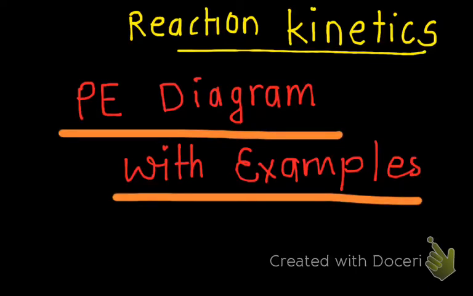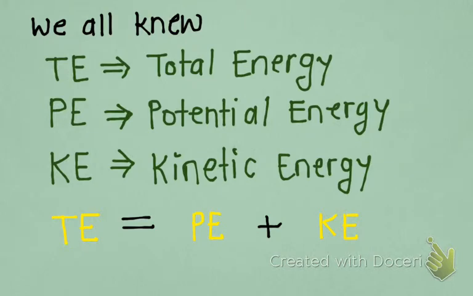Hello friends, today we will discuss reaction kinetics with the help of potential energy diagrams. We all know that T is a notation of total energy, P for potential energy and KE for kinetic energy. So basically total energy is the summation of potential energy and kinetic energy.